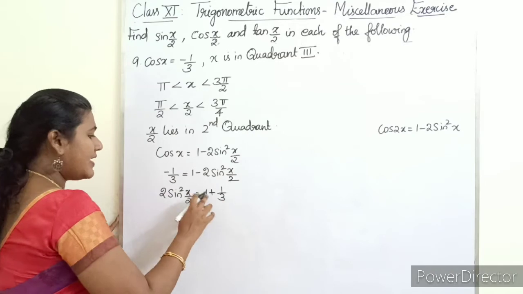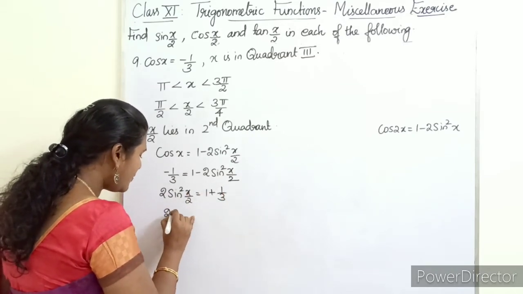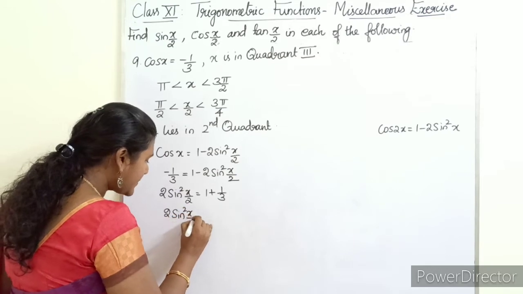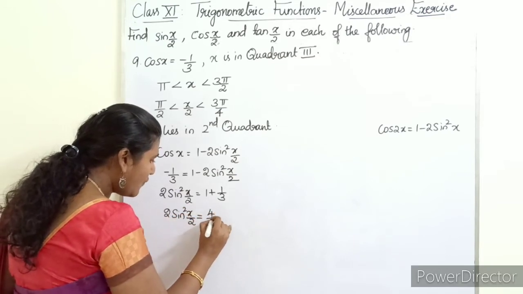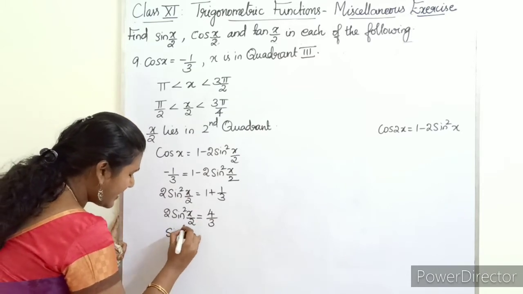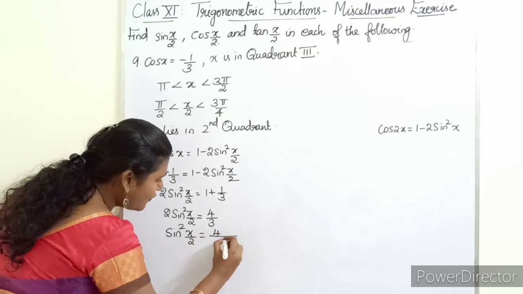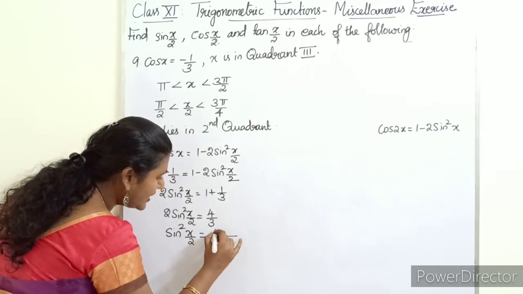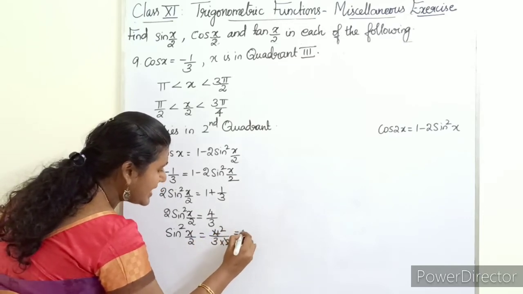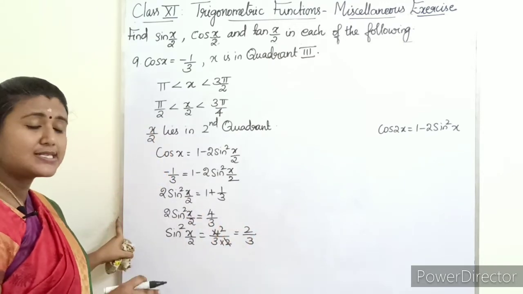Now we will simplify this. So 3 plus 1, that is 4 by 3. So 2 sine square x by 2 is equal to 4 by 3. Now this 2 we will bring to the right side. So sine square x by 2 is equal to 4 by 3 into 2. Here we can cancel. So the answer is 2 by 3. So this is the value of sine square x by 2.